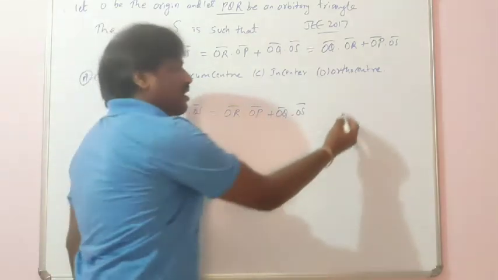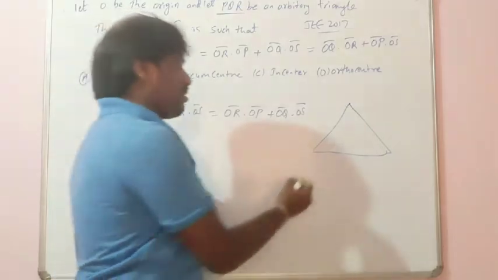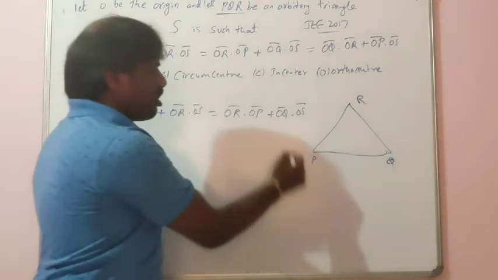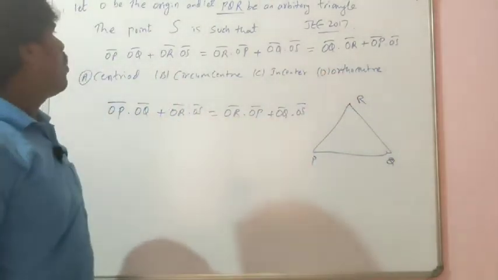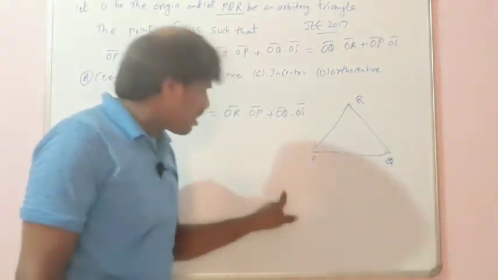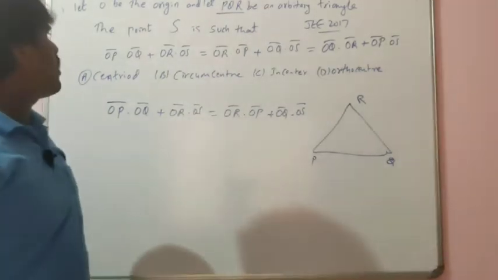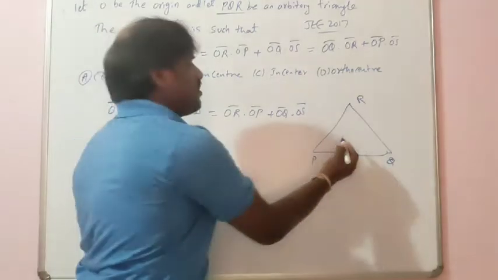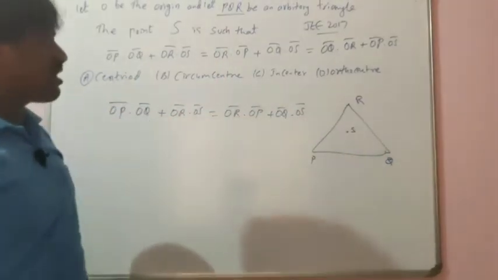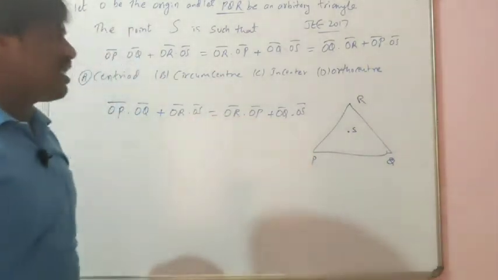You know what it is saying here? There is a triangle, and the name of the triangle is PQR. O is the origin, and the origin is connected to them. OP is the position vector, OQ is the position vector, OR is the position vector. And S is a point, let us take S somewhere here. What is this point: orthocenter, circumcenter, incenter, or centroid? The question is asking us to find S.